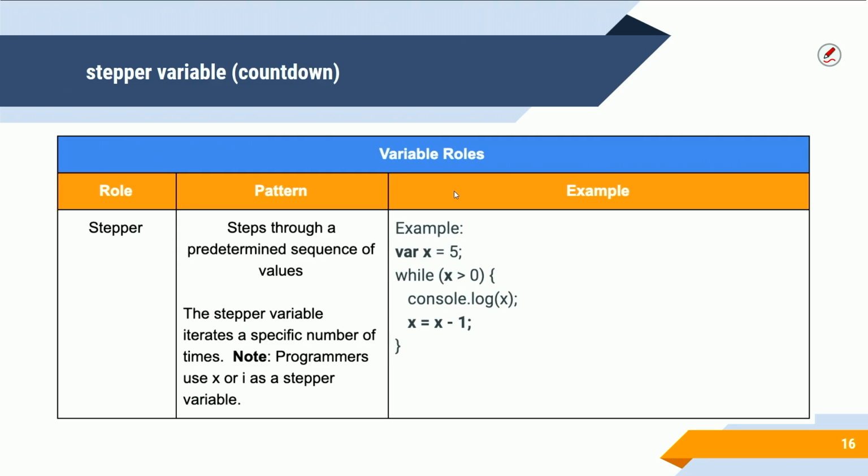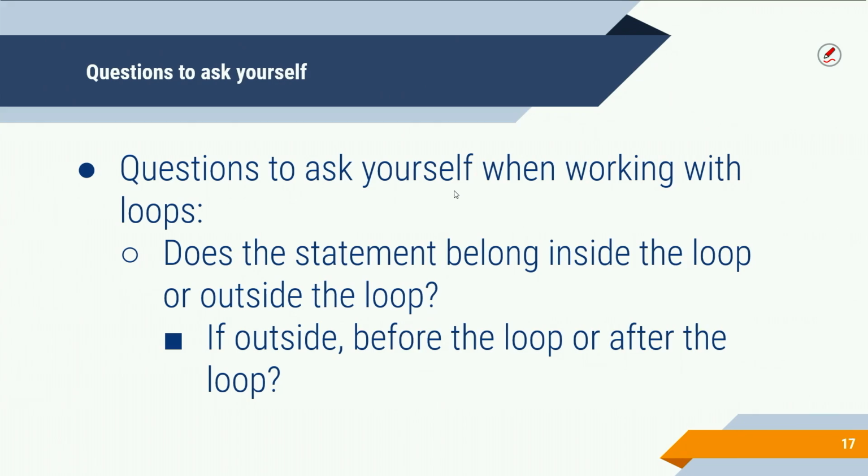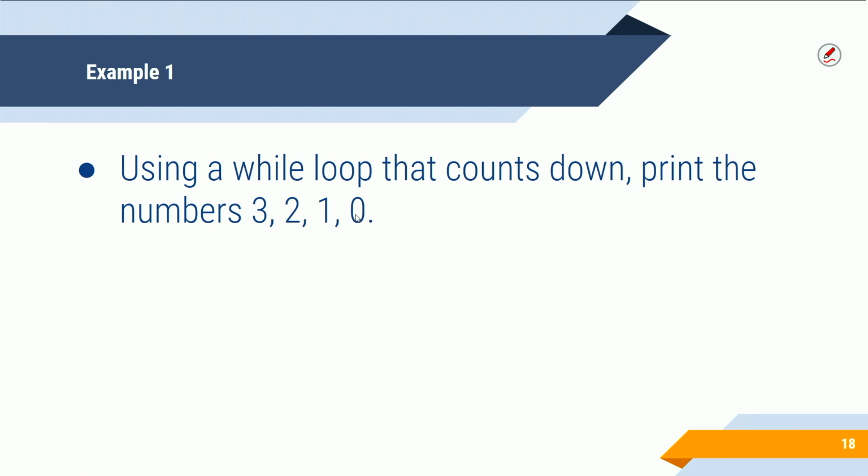Alright, so again, just to recap, stepper variable steps through a predetermined sequence of values. And some questions to ask yourself are, does the statement belong inside the loop or outside of the loop? If outside of the loop, does the statement belong before the loop starts or after the loop ends? Alright, so in our first example, we'll use a while loop that counts down, and we want to print out the numbers 3, 2, 1, and 0.